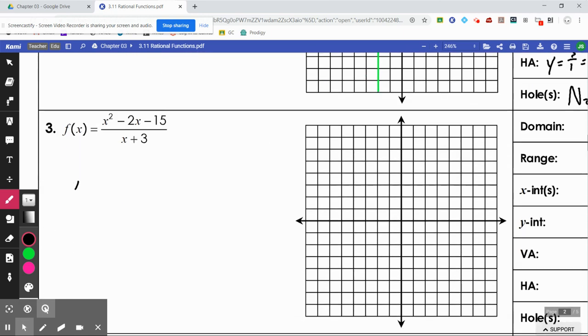Number 3, let's first off factor. Factor the top, 2 sets of parentheses, x times x, adds, multiplies would be a -5 and a +3. So there we go. On bottom you have an x plus 3.